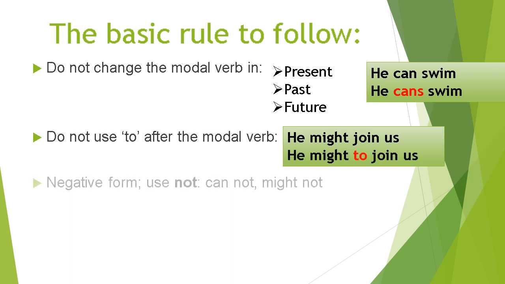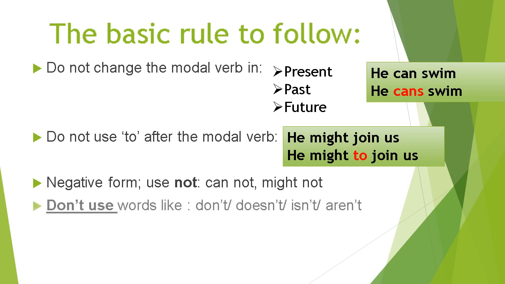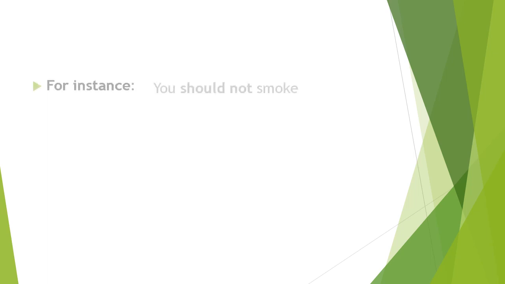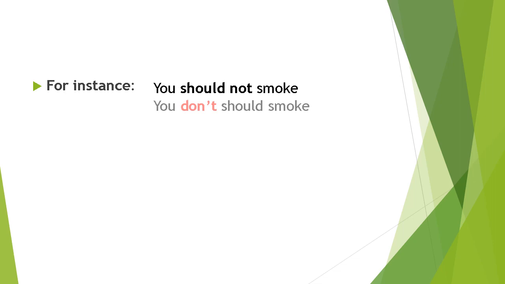In the negative form we use not. مثلا he cannot swim, he cannot speak, he might not join us. And we don't use words like ما نستعملوش words like don't, doesn't, isn't, aren't. نقولوا you should not smoke and not you don't should smoke.